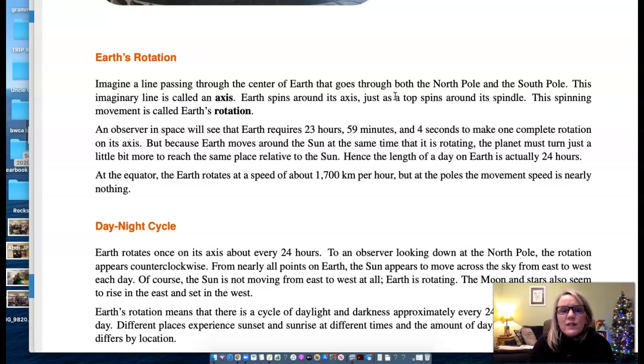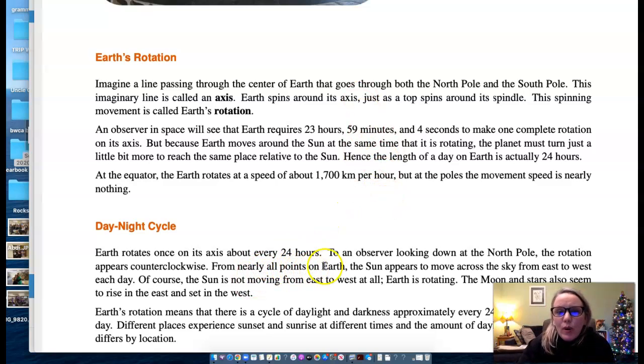An observer in space will see that the Earth requires roughly 24 hours to make one complete rotation on its axis. We are spinning really, really fast. It says here at the equator, the Earth rotates at a speed of about 1,700 kilometers per hour. And that decreases from the equator up to the poles, right? Because there's less area. The whole thing has to move around in less space if you're up at the poles.